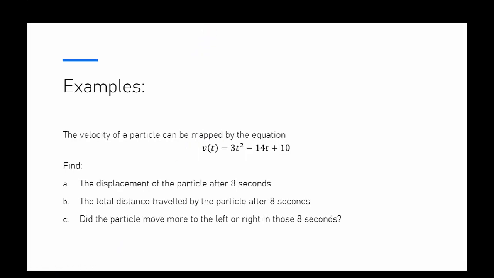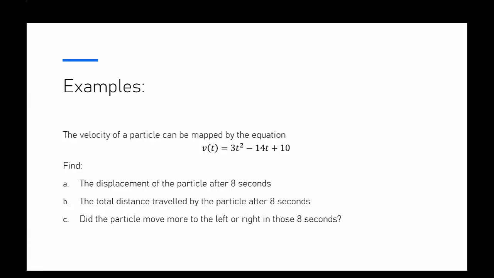Okay, so the example we're going to look at has a particle with a velocity function 3t squared minus 14t plus 10. If you've watched the differentiation episode of this course, then that equation is going to look mighty familiar. I thought that would be good continuity to use the same one again. In this case, though, we want to integrate to look at our displacement and the distance that our particle has travelled.